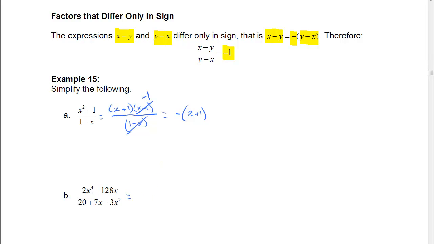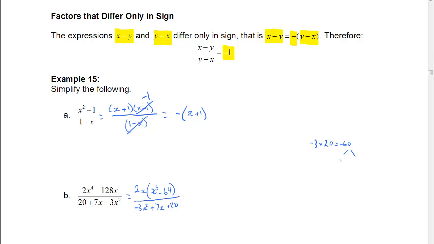So the next example then, we're going to start by taking out a common factor from the numerator, which is 2x, leaving x cubed minus 64. Divide everything by 2x. The denominator, well, we need to think a little about the denominator. We have 3x squared negative, but it's written at the end. So maybe we'll start by writing it in the way we are used to, which is negative 3x squared plus 7x plus 20. Off to the side then, we're going to say, well, negative 3 times 20 is negative 60, so that's our a times c. And so we need to figure out a way to make negative 60 that add to give 7.